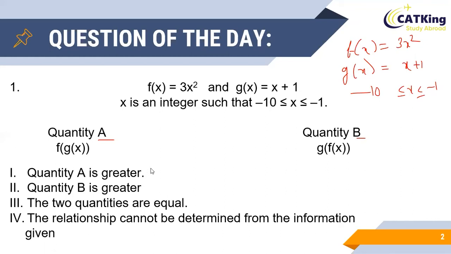Now, we are asked to determine if A is greater than B, that is option 1, or if B is greater than A, that is option 2, or if A is equal to B, that is option 3, or if the relationship cannot be determined from the given information.